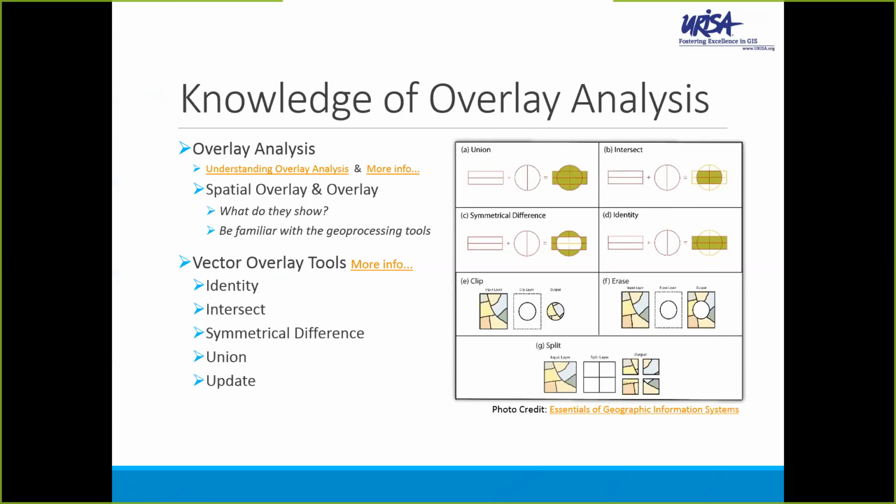Vector overlay tools are defined in two ways, by the layer types and by the tool function. Take a look at that more info. You can see the image on the right for identity, intersect, symmetrical difference, union, and update. I've recently seen a use for symmetrical difference in doing census data work. And sometimes you can even use it for floodplain change comparison. Okay, moving forward.